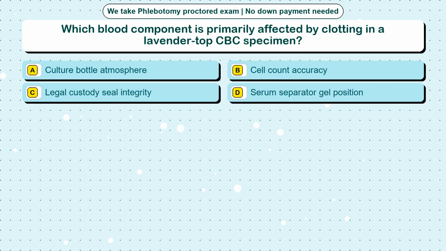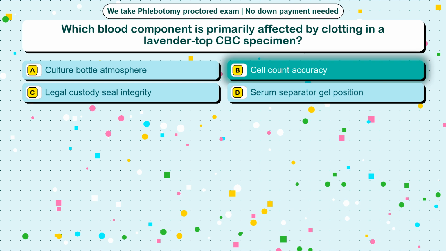Question 28. Which blood component is primarily affected by clotting in a lavender top CBC specimen? Option A. Culture bottle atmosphere. Option B. Cell count accuracy. Option C. Legal custody seal integrity. Option D. Serum separator gel position. The correct answer is option B.